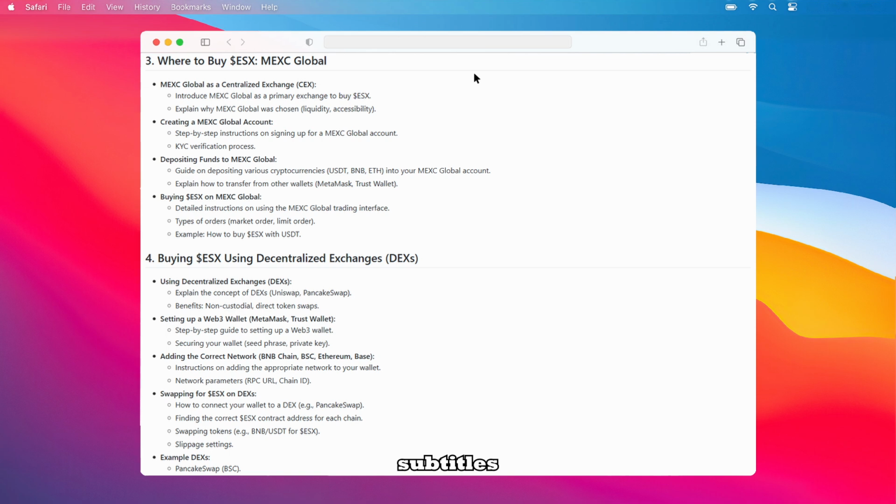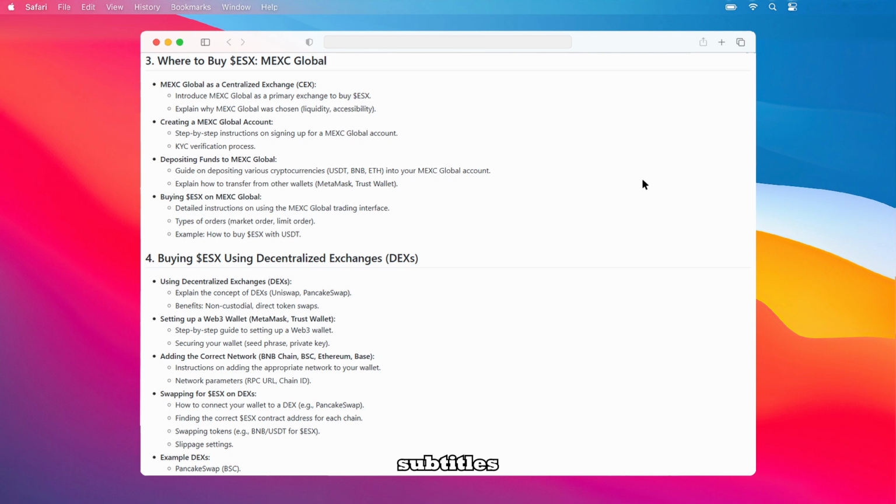Alternatively, you can also acquire $ESX using decentralized exchanges, or DEXs, like Uniswap or PancakeSwap. DEXs offer a non-custodial approach, allowing for direct token swaps. To use DEXs, you'll need a Web3 wallet like MetaMask or Trust Wallet. Setting up a Web3 wallet involves a step-by-step process, and it's crucial to secure your wallet with a strong seed phrase and private key. Next, you'll need to add the correct network to your wallet, whether it's BNB Chain, BSC, Ethereum, or Base, using the appropriate network parameters like the RPC URL and chain ID.